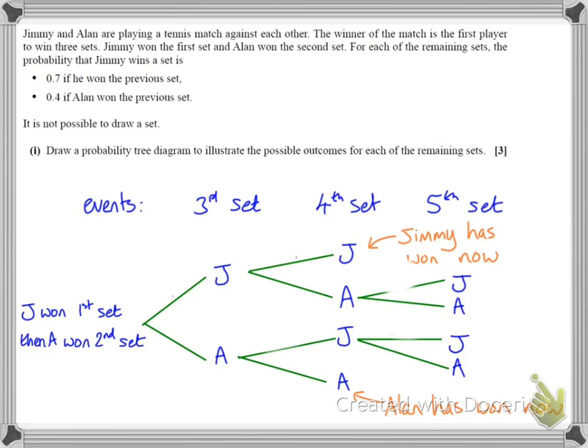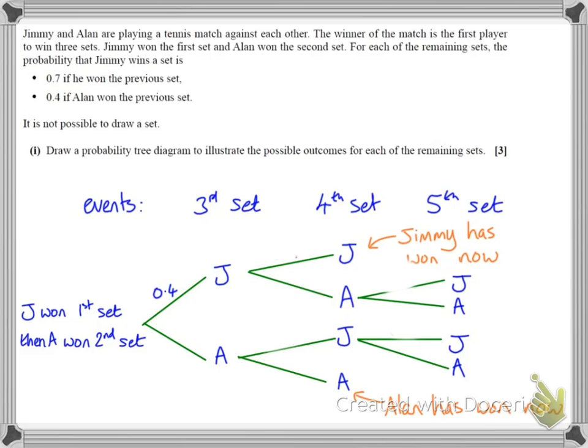So we can go through filling in the probabilities. Now remember, what we're given in this question is information about the probabilities of Jimmy winning a set. So the branches we should fill in first are the branches for Jimmy winning a set. So the probability of Jimmy winning depends on what happened in the previous set. So to begin with, we had Jimmy won, then Alan won. So Alan has just won a set, so for the next one, if Alan's already just won, probability of Jimmy winning is going to be 0.4.